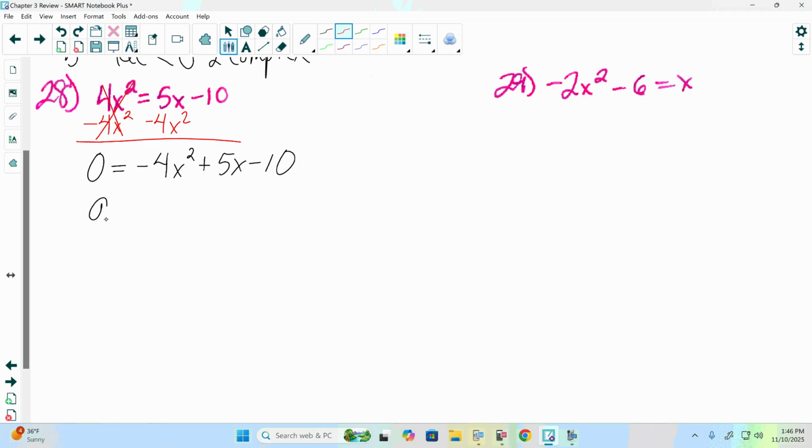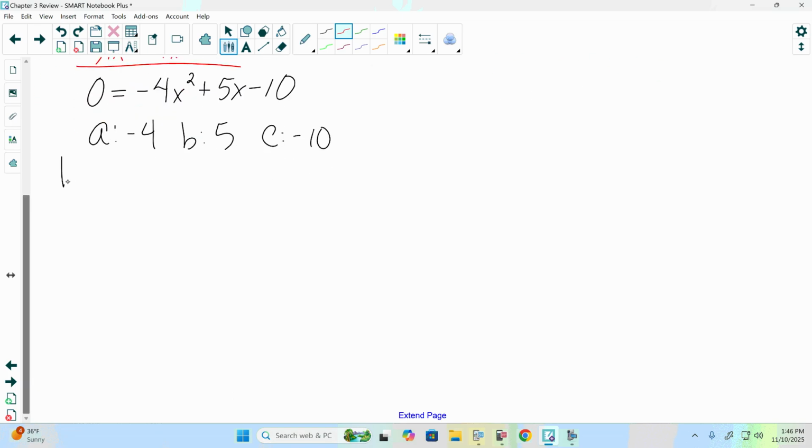Now at this point, the value of a is negative 4, b is 5, and c is negative 10. So what we want to find is the value of b squared minus 4ac, and all we have to do is plug our values in. So b is 5, giving us 5 squared, minus 4, times a, which is negative 4, times c, which is negative 10. So all we've done is plug in the values of a, b, c.